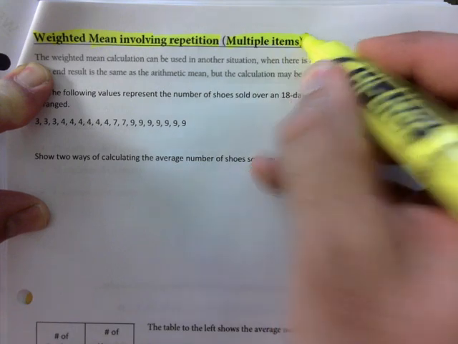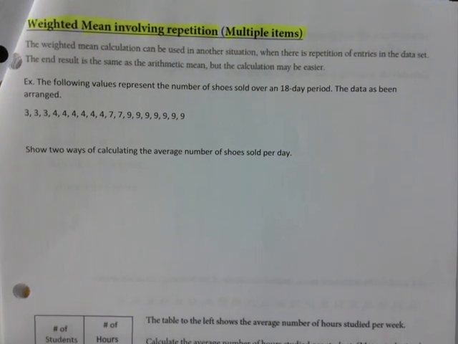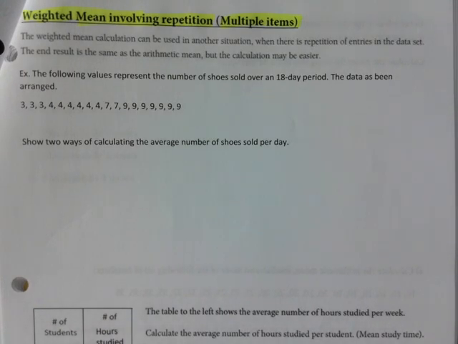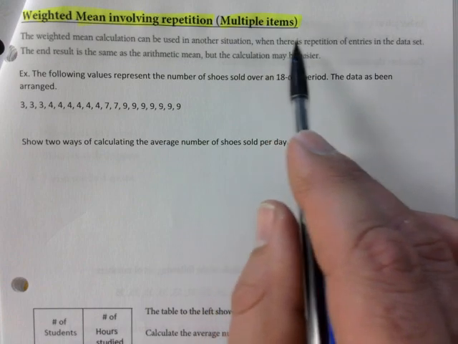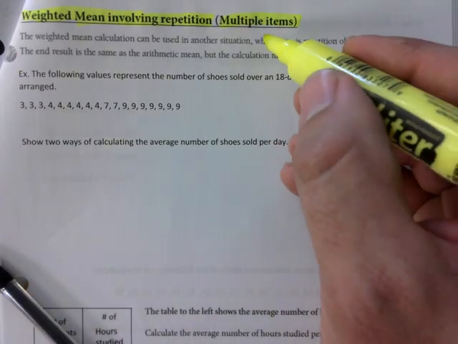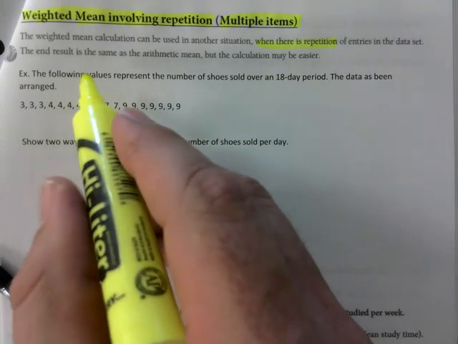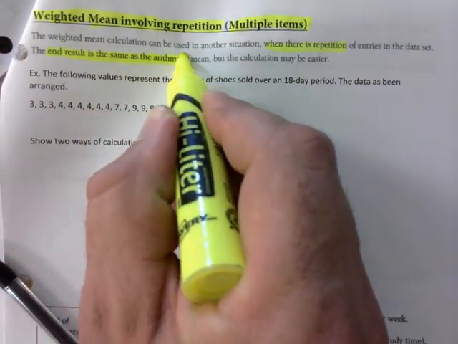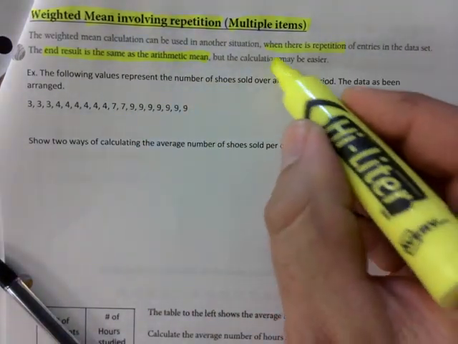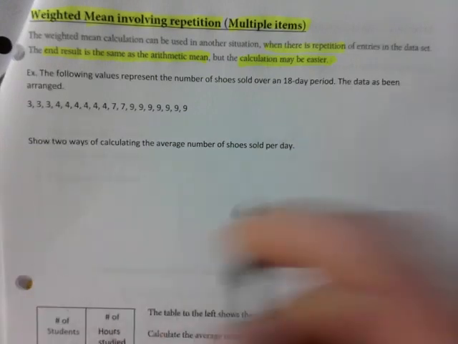You have multiple items. Here's the gist of what weighted mean is. Weighted mean can be used in another situation when there's repetition. The end result is the same as the arithmetic mean, but the calculations are a lot easier. I would say faster.